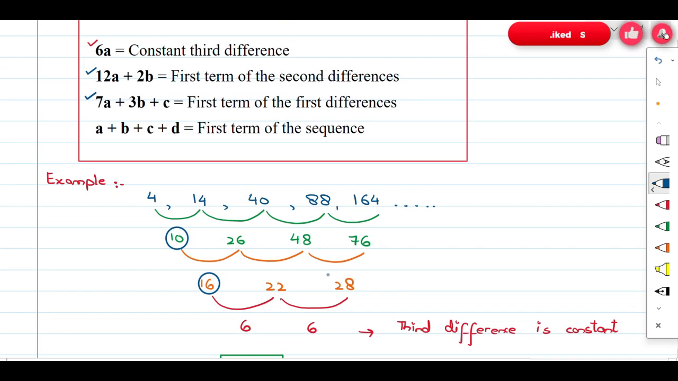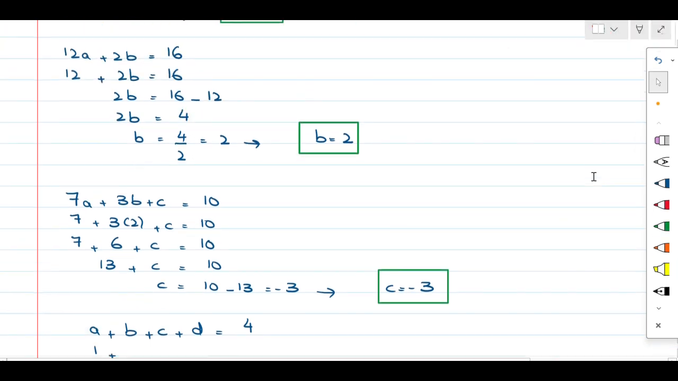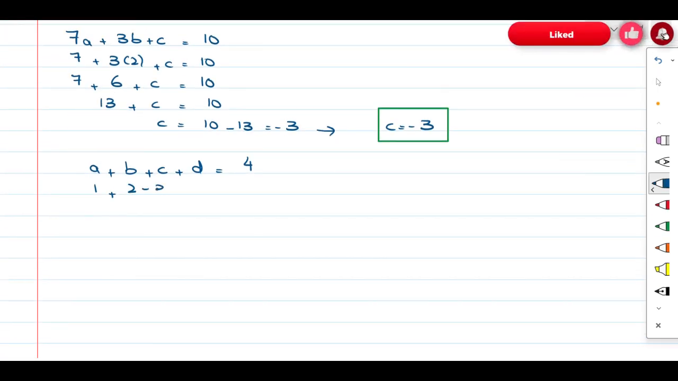All right, now the last equation, a plus b plus c plus d, should be equal to the first term of the sequence, which is 4. So a plus b plus c plus d is equal to 4. The a value is 1, the b value we have found is 2, c value is negative 3. We need to solve for d. So 1 plus 2 is 3, 3 minus 3 plus d is equal to 4. So positive 3 and negative 3 cancel out, so d is equal to 4. So we got d as well.